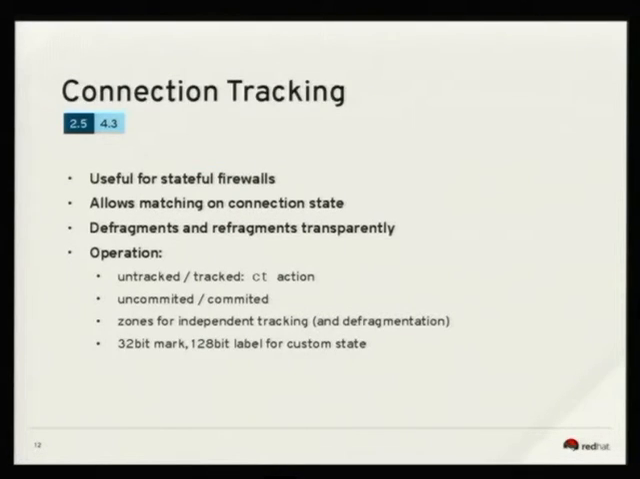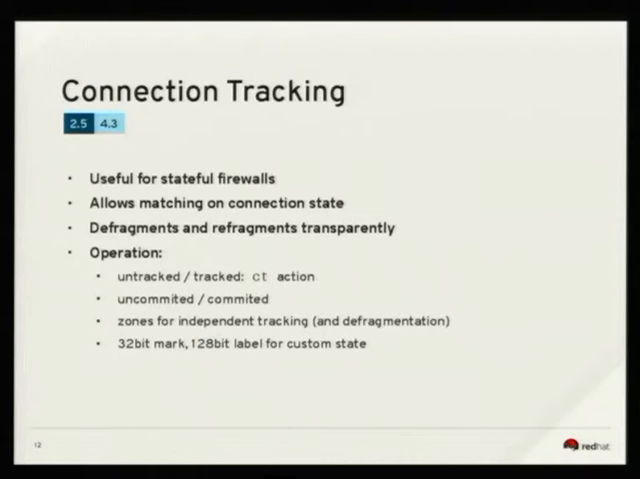So yeah, that's enough for tunneling. I think we had enough tunneling. So connection tracking. That's the coolest feature that came with OVS 2.0 or will come with OVS 2.5. You will need kernel 4.3 at least for this to work. And this really adds connection tracking to OVS, meaning you can do stateful firewalling in OVS finally.